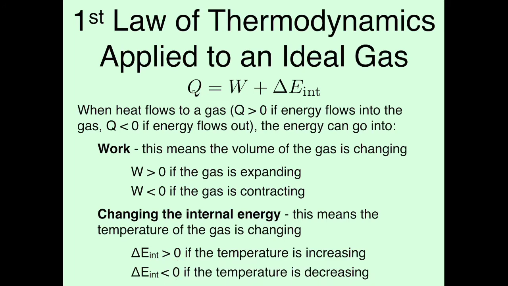Okay, and then we have internal energy change, delta E internal. Whenever we have internal energy changing for a gas, that means the temperature is changing. And internal energy increasing, delta E internal being greater than 0, in other words, that means the temperature is increasing. And on the other hand, if your internal energy is decreasing, you're losing internal energy, that means the temperature is decreasing. Okay? So that's what all the variables in this equation mean.